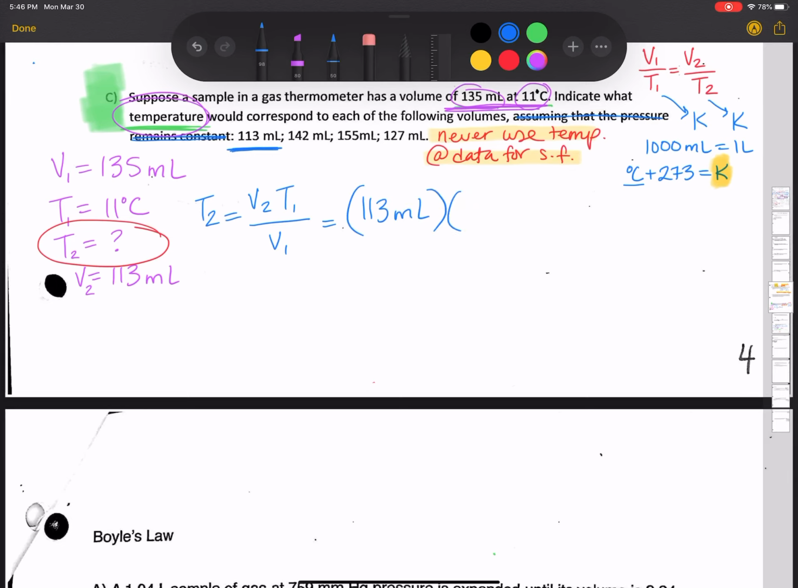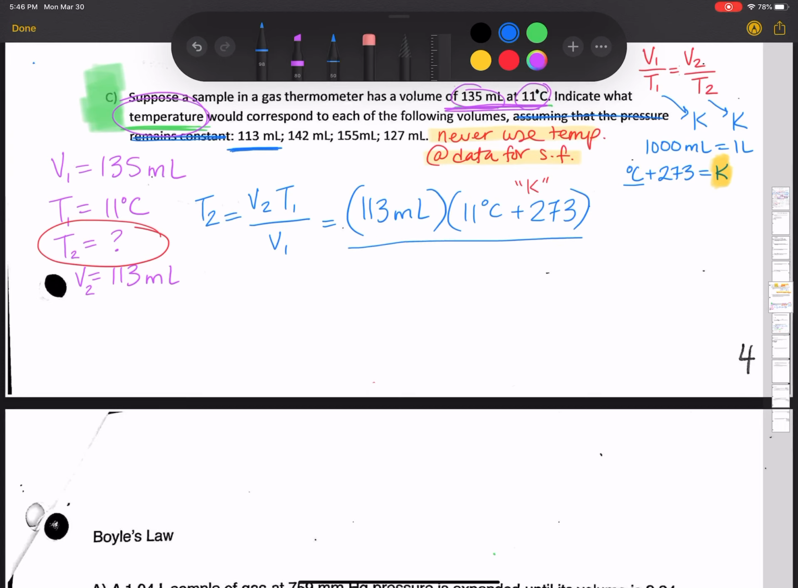My T1 that I was given is 11 degrees Celsius. So there's my 11 degrees Celsius. I have to always convert it to Kelvin in my formula. So I'm going to say plus 273. Right now, this is hanging out as a Kelvin unit.